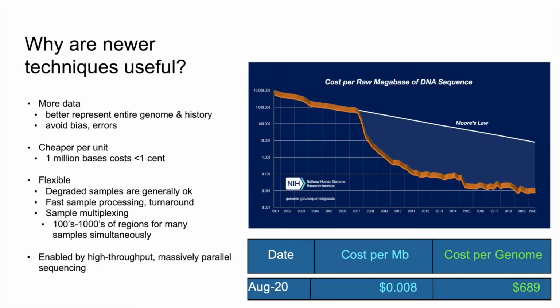As of August of 2020, 1 million bases of raw data cost us roughly 0.8 cents. It's also flexible. So these methods often allow us to use degraded samples, DNA extracted from herbarium specimens or historical specimens, for example. They still have pretty fast sample processing and turnaround, and that's in large part because we can multiplex, or we can process samples in batches and sequence them together and obtain data for hundreds to thousands of regions for many samples simultaneously. And this has been enabled by high throughput or massively parallel sequencing.